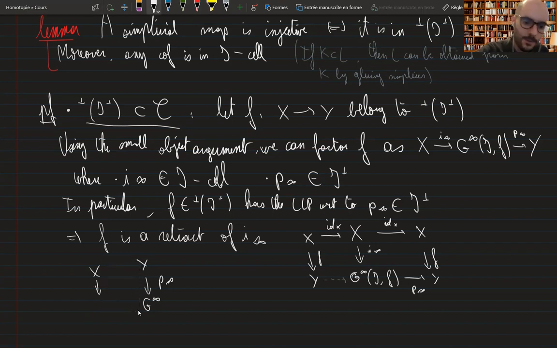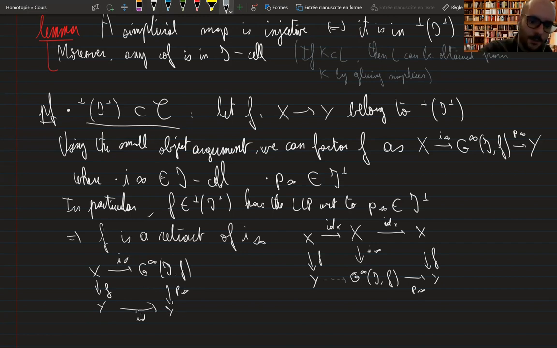So I want to find a map from Y into G infinity. Okay, so this is F, A infinity, B infinity. So we can find a map here because we have this left lifting property. And you put this map here. By definition, because this triangle commutes, this is the identity. And because this triangle commutes, this square commutes. All right. Therefore, F is a retract of I infinity. Okay. Is this good for everyone, this argument?